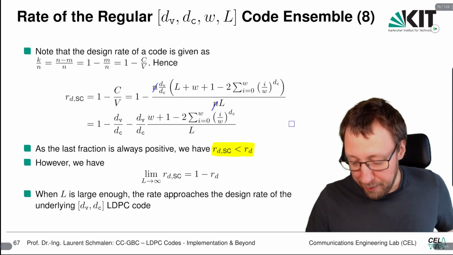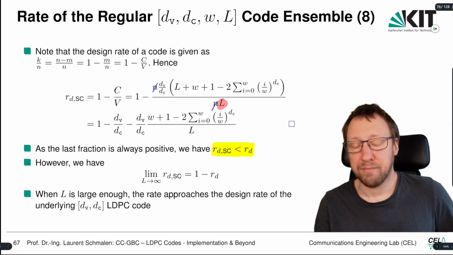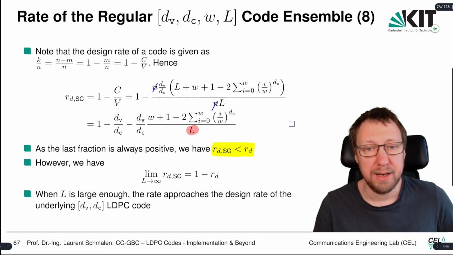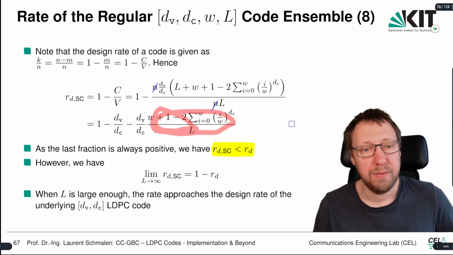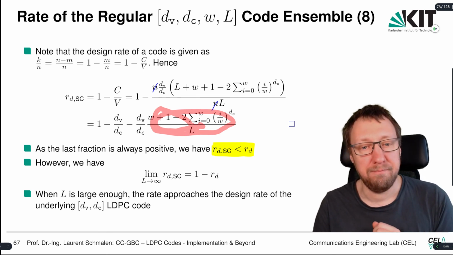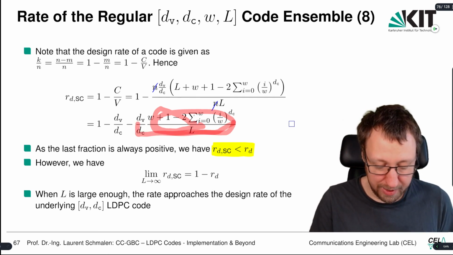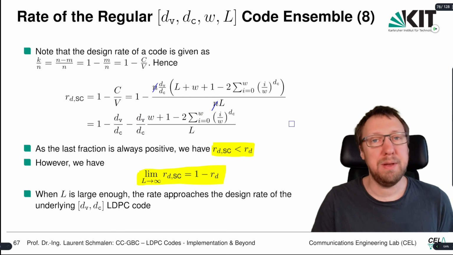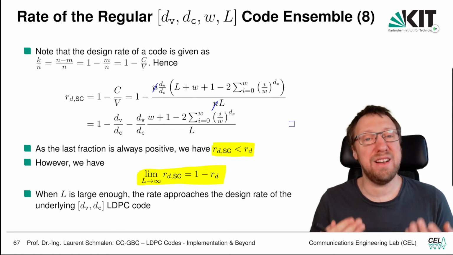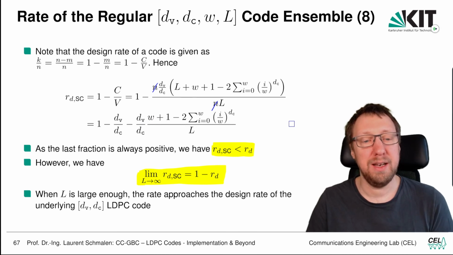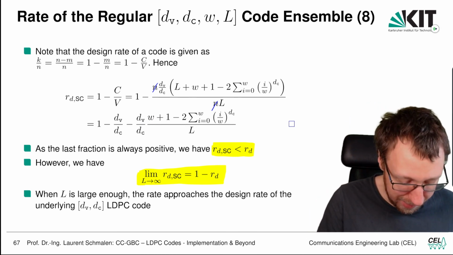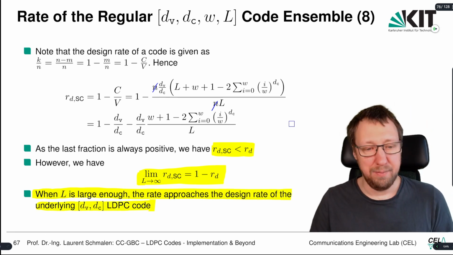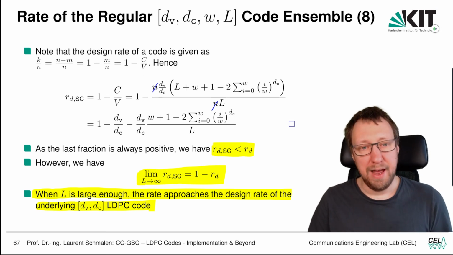But we also see that if L goes to infinity, then this term will vanish. L goes to infinity, this term will become 0, and the rate loss will become negligible. This term will then go to 0, and for L going to infinity, the rate of the spatially coupled LDPC code approaches the rate of the underlying LDPC code with parameters dv and dc. So when L is large enough, the rate approaches the rate of the underlying LDPC code with parameters dv and dc.